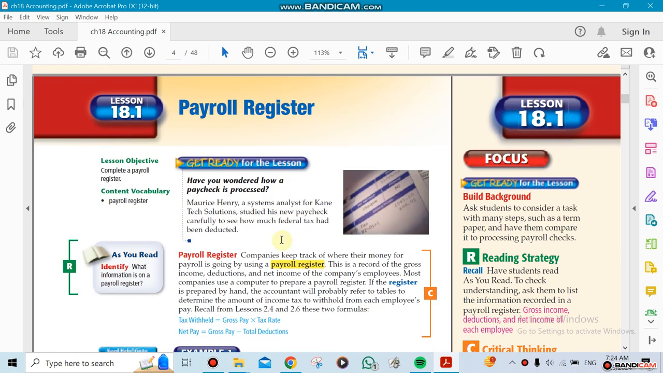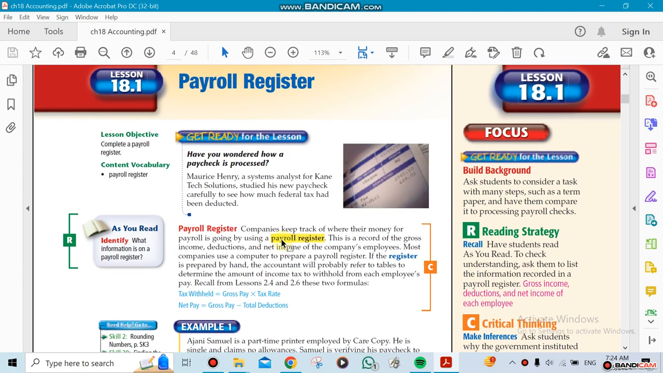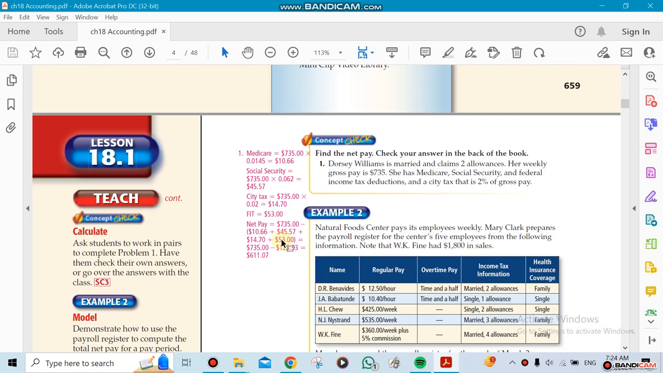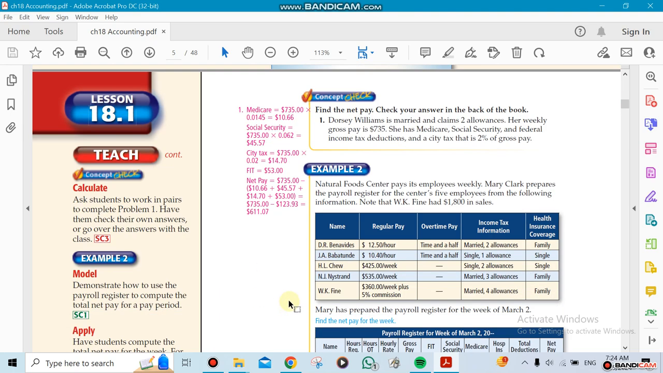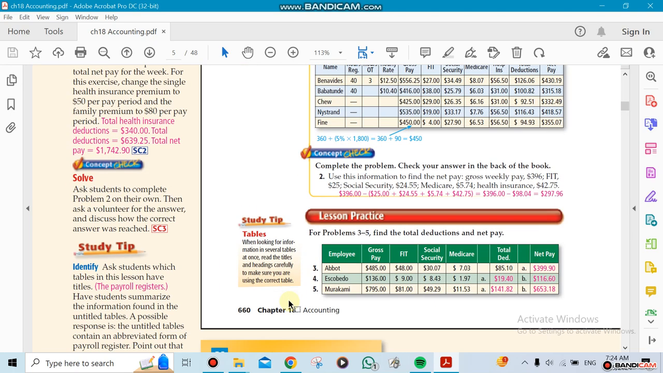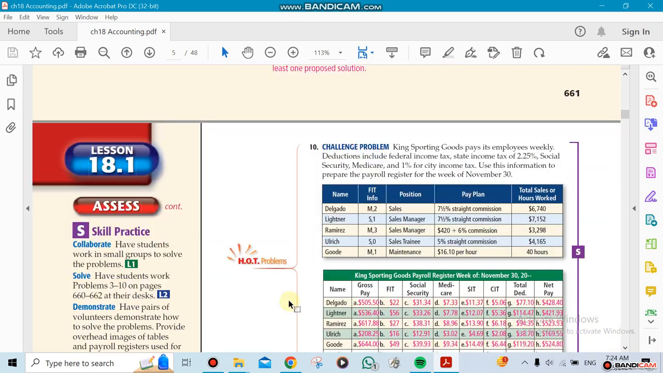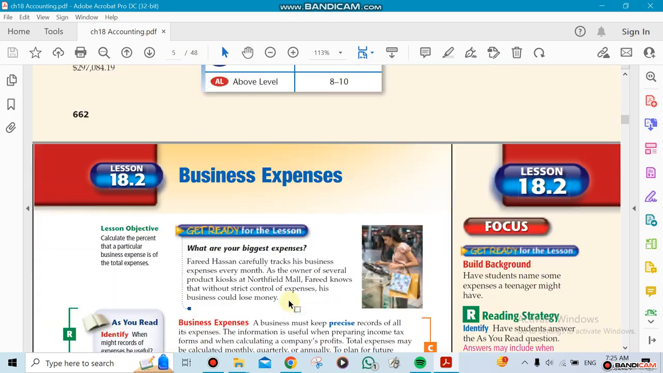When we're paying our employees, for example, we have to have a payroll register to show how much each employee is making, how much time they worked, and, for example, their tax information. They have family coverage for insurance, their per hour pay, and all that. So this first section is going to be talking about this kind of register.